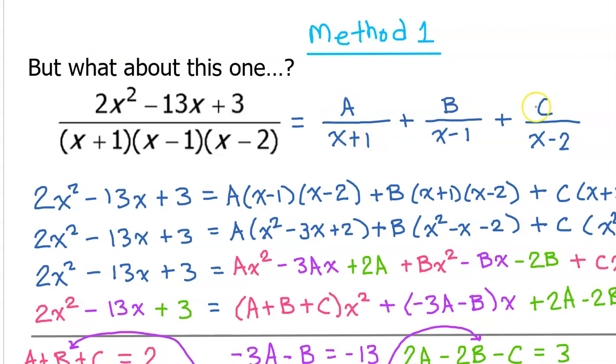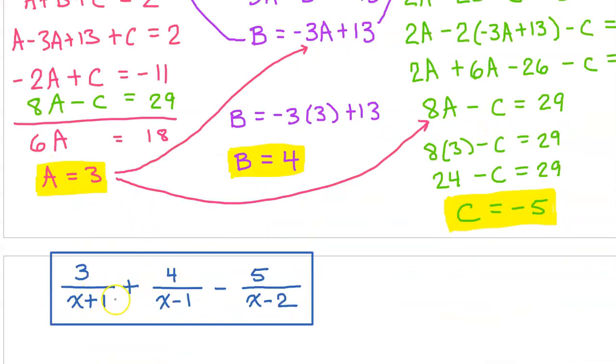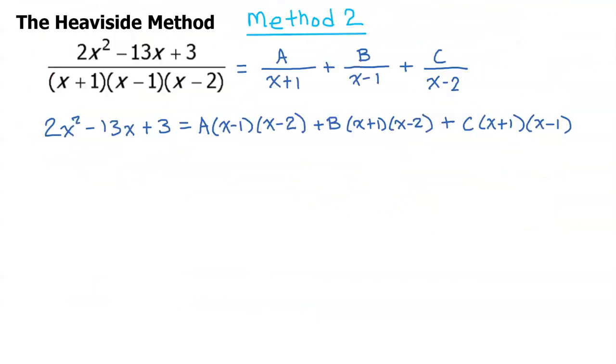Remember that a, b, and c are the numerators of these 3 rational expressions. So let's substitute the 3 values that we just found back in for the final answer. So that's how you find the partial fraction decomposition using method 1. But this is going to turn out to be the long way. Let's go back and do the same problem using method 2, which is sometimes called the Heaviside method.